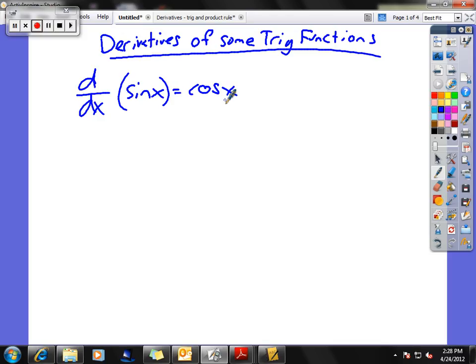Well, that makes sense because the tangent at any point is the cosine. Yeah, you're right, that does make sense.